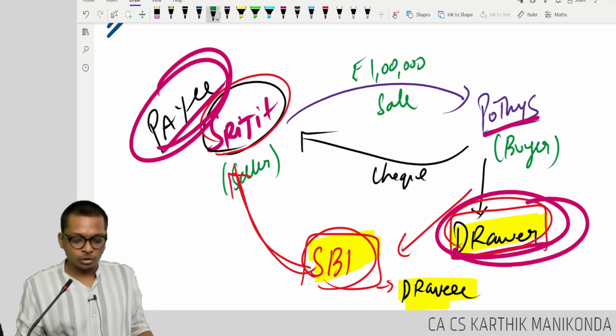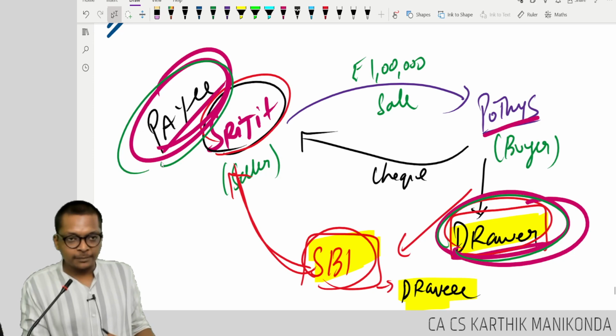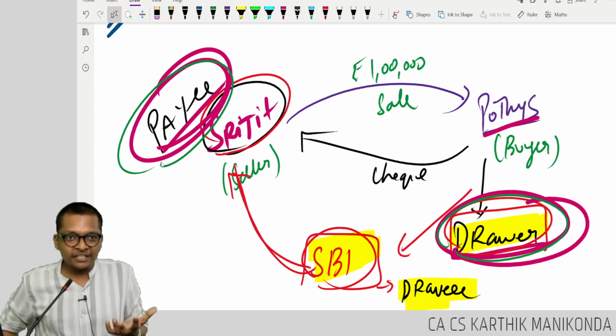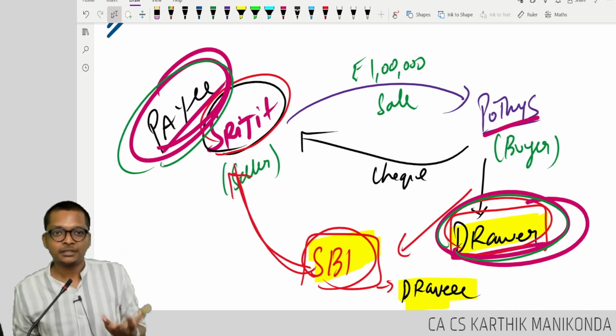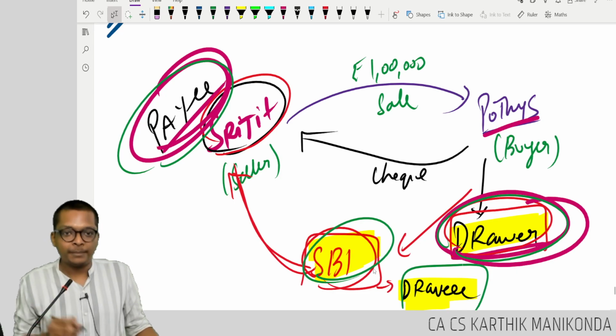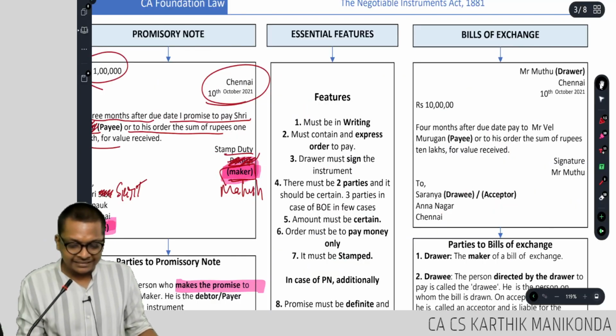Okay. So the drawer and payee can be the same or different person, but generally who will do that? It's like taking from one pocket and keeping in another pocket. I won't do it. Correct. And the drawee is always the bank. So let's go to the check and understand the terms.